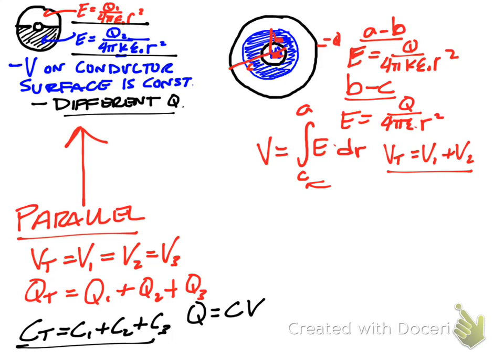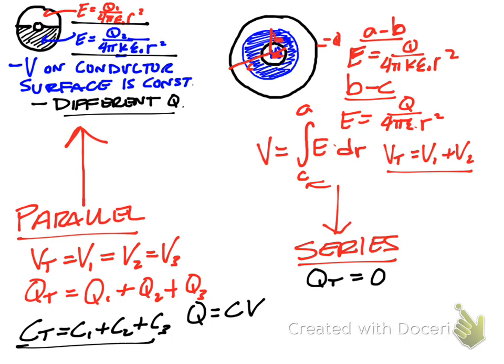Now, over here, we have something fundamentally different going on. Over here, we have capacitors in series. I have to go through one capacitor and then the other. And in series, the charge has to be the same. Q total is Q1, is Q2, is Q3. But from this, and really looking at that little integral, we see that the total voltage adds.